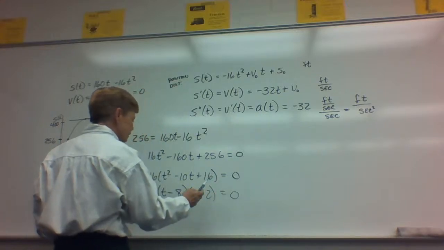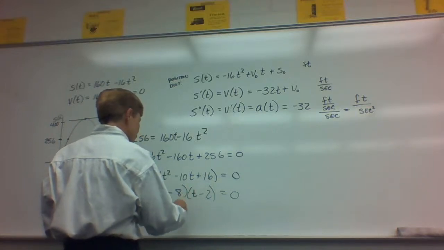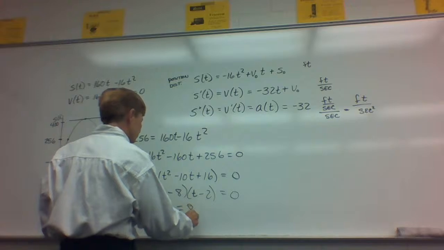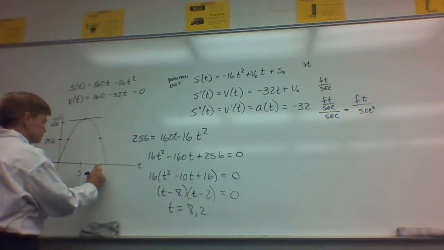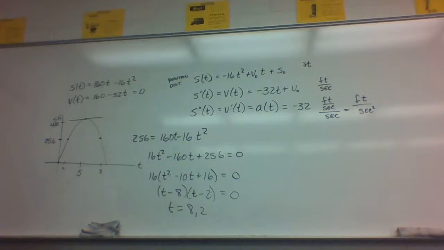16 can be ignored, so I'm not going to write it down. So t is 8 and 2. Here's the 8. Here's the 2. That looks pretty perfect. Whoever wrote this problem, it was good. It took a little effort to try to get it just right. Okay, so we now know the t values. To find the velocity at those times, we plug them in here.